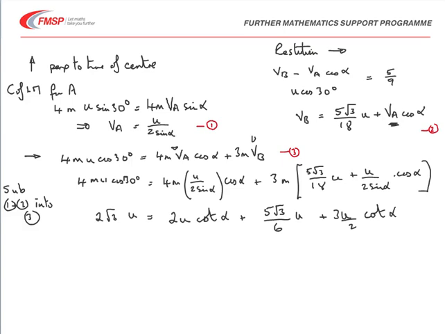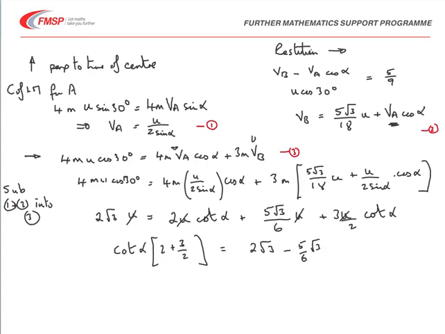Well, we can now see, of course, that we can also cancel throughout by u, so that all disappears. We've got two parts which have got cot alpha in them, and that's what we're trying to get, the value of alpha. So if we put those two together, we've got cot alpha multiplied by 2 plus 3 over 2. And then on the other side of the equation, we've got 2 root 3 minus 5 over 6 times root 3.